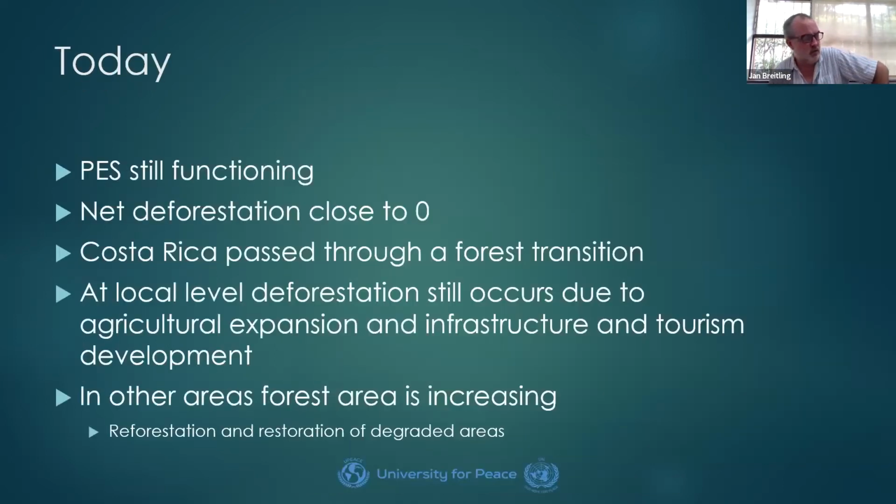Today, we have a situation where, like I said, the forest area is stable. The payment for environmental service system is still functioning. We have a stable or even increasing forest area. So definitely, there's no doubt about Costa Rica being one of the few tropical countries that have been going through a forest transition. Like I said, there are some areas in Costa Rica where you still have deforestation happening, mostly because of agricultural expansion. So we're talking about pineapple, sugarcane, banana plantations that are still pushing into, on a much smaller scale than before, of course, some forest areas, while in other parts of the country, forest areas are increasing constantly.